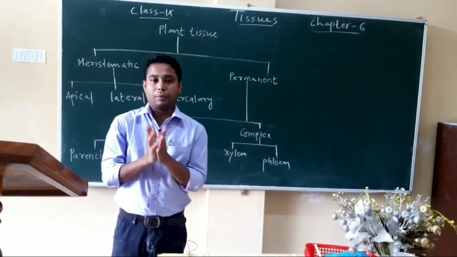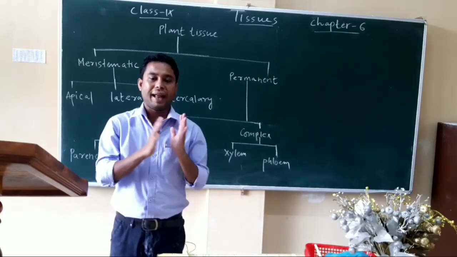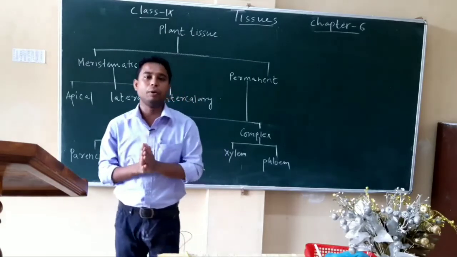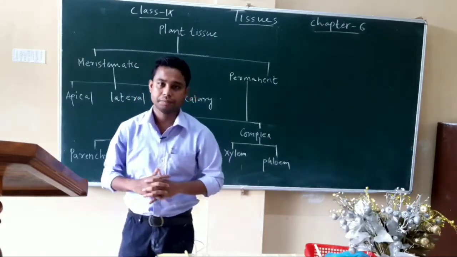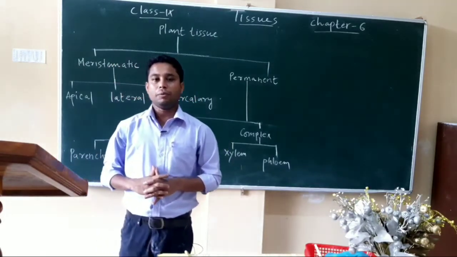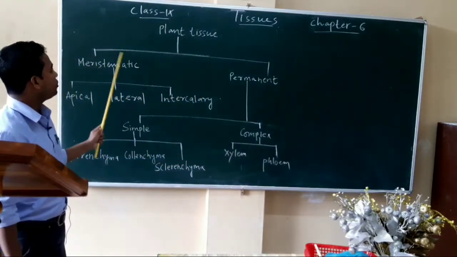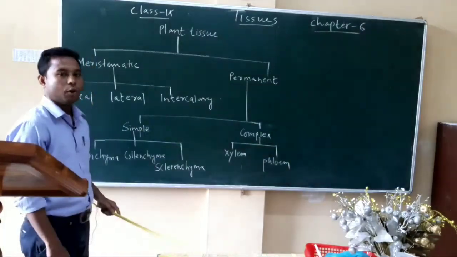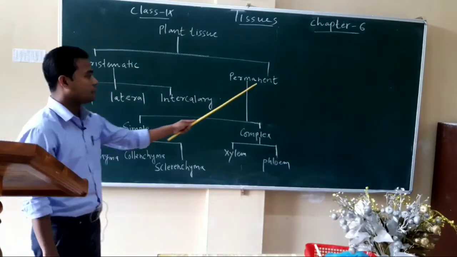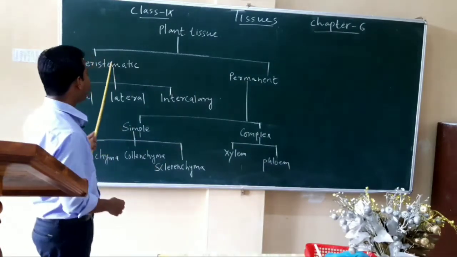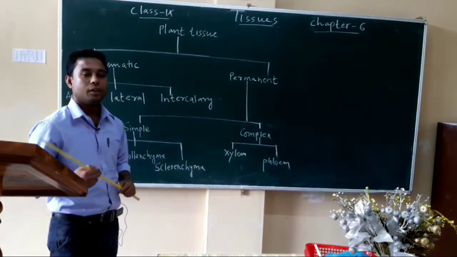So there are two types of tissues, plant tissues and animal tissues. First and foremost, let us discuss the plant tissues. Plant tissues can be divided into two types: one is meristematic and the other is permanent tissue.